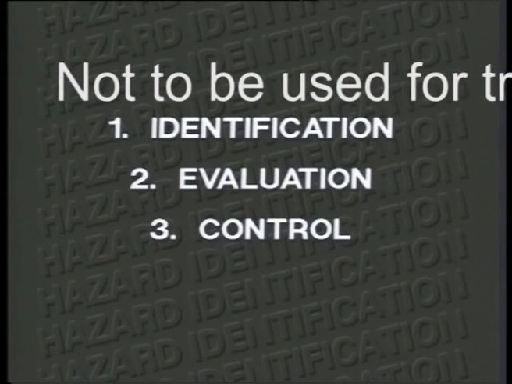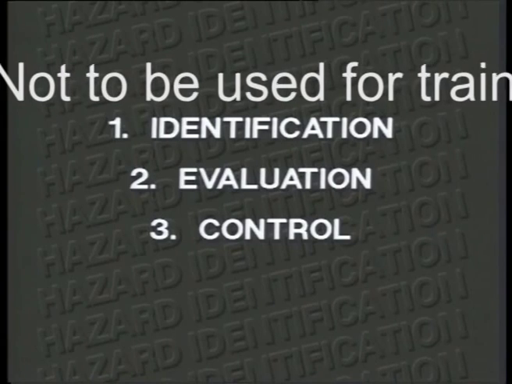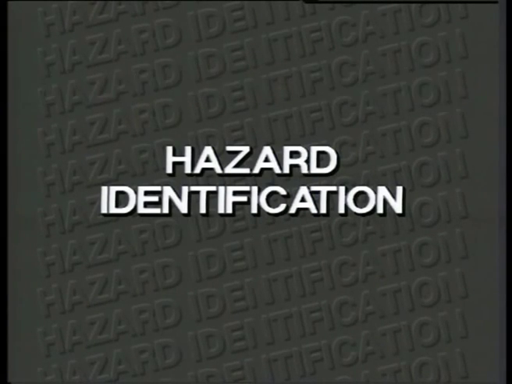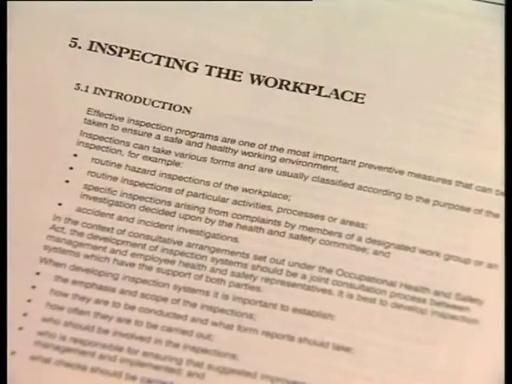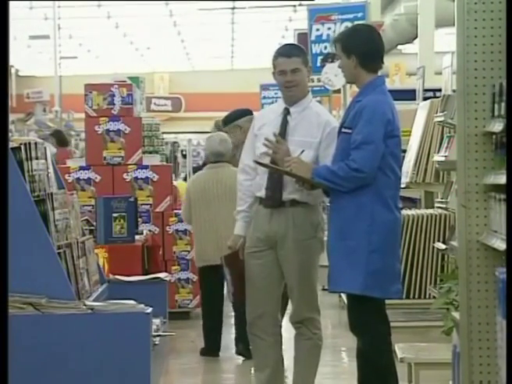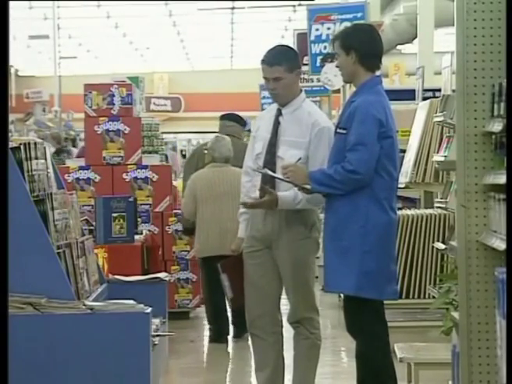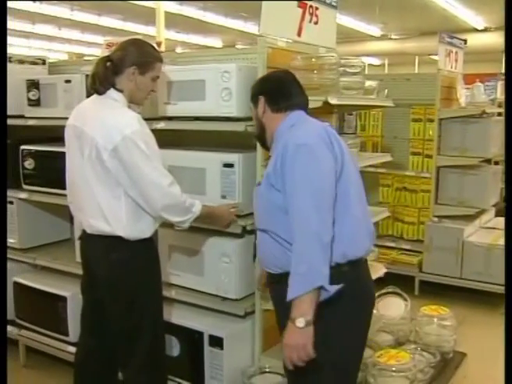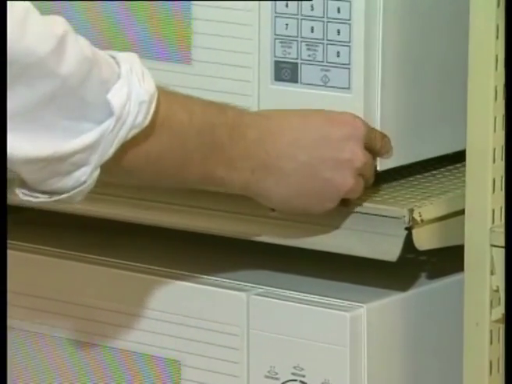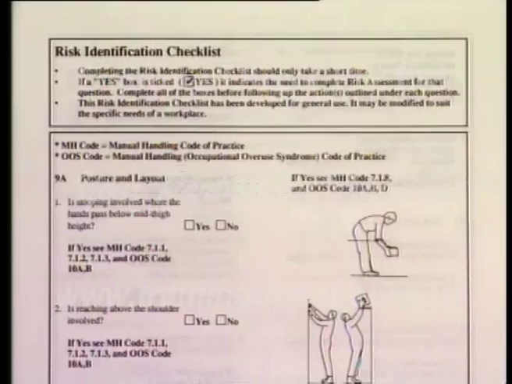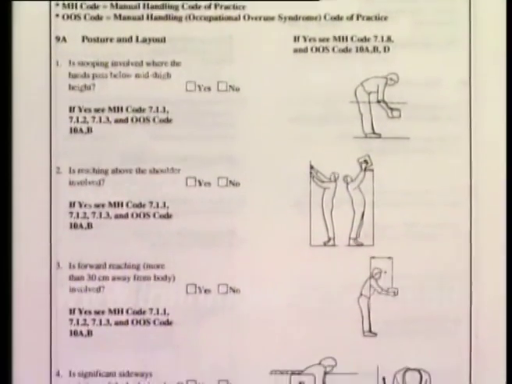Specifically, there are three steps to hazard management: identification, evaluation, and control. The first of these steps, hazard identification, is the subject of this program. Hazard identification simply means identifying which aspects of the workplace represent a threat to health and safety. It can involve looking at workplace layouts, work processes, people's level of training, and their attitudes. Hazards may be obvious or hidden, but in either case, their identification should be a priority with everyone in the workplace.